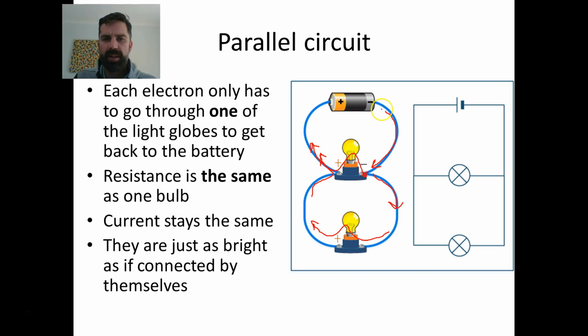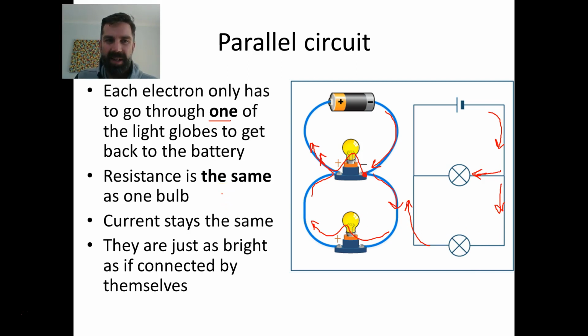So remember, electrons will always take the easiest possible route, and in this case the easiest route is just to go through one of the globes and then back to the battery. So each electron only has to go through one light globe before it gets back to the battery, and we can see that on the circuit diagram here a bit easier, that when the electrons come out of the negative terminal, they can either go up through here or they can go down through this way and then back around.